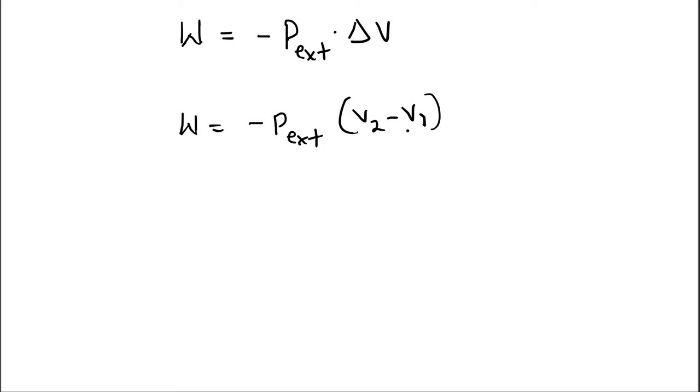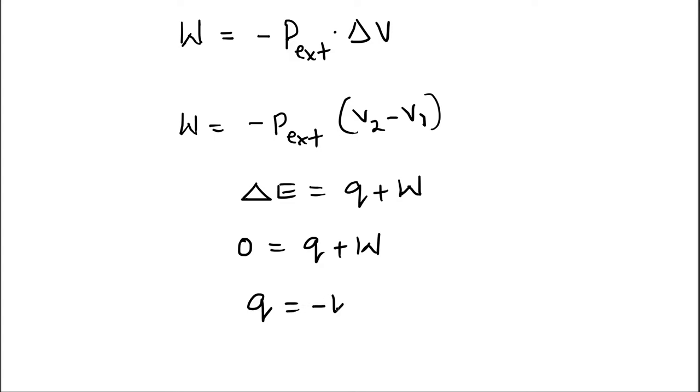So here how is the work done? By taking the heat from the surroundings. Therefore here we can write something by using the first law of thermodynamics, that is delta E equal to Q plus W. As it is an isothermal process, delta E equal to 0, therefore Q equal to negative W. Therefore work is done by absorbing the energy from the surroundings.